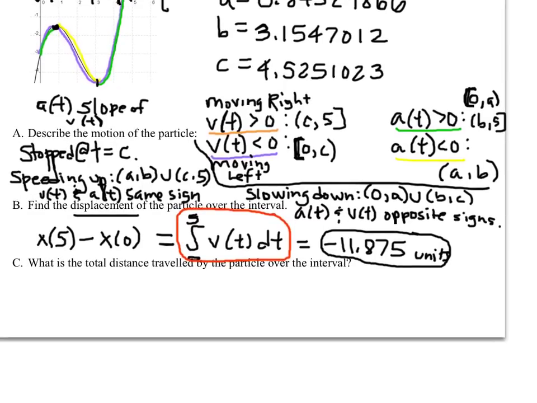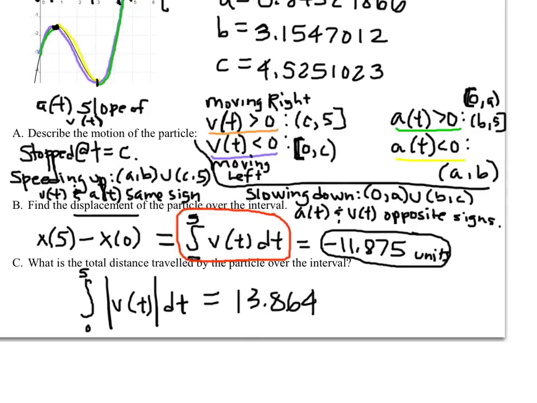For the last one, what is the total distance traveled for the particle over that interval? All you need to do for total distance is the definite integral over a time interval, but this time of the absolute value of v of t dt. So on your calculator, just make sure that you put absolute values around the function first and then integrate. And if you do that, you should get an answer of 13.864. Okay? And again, units. So the idea here is to pull everything together and utilize the definite integrals to find us displacement and distance traveled.